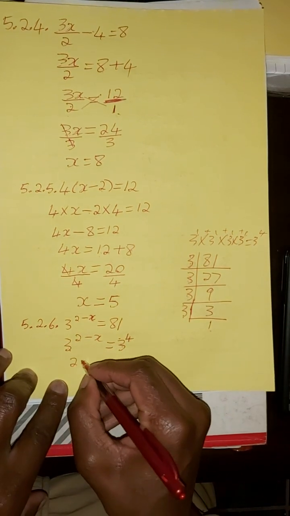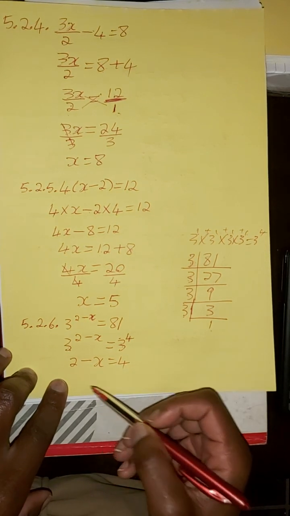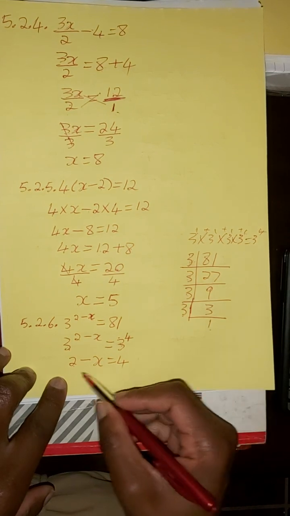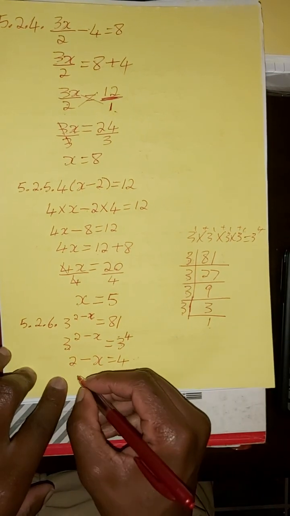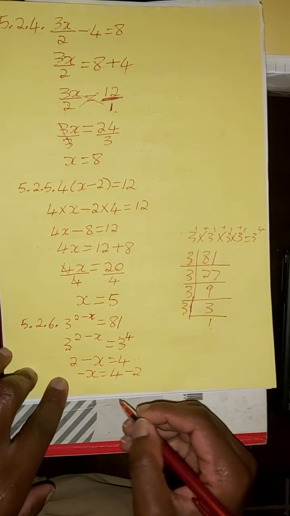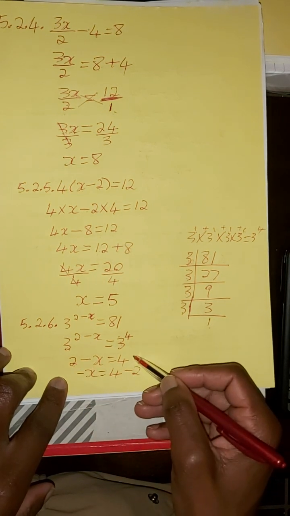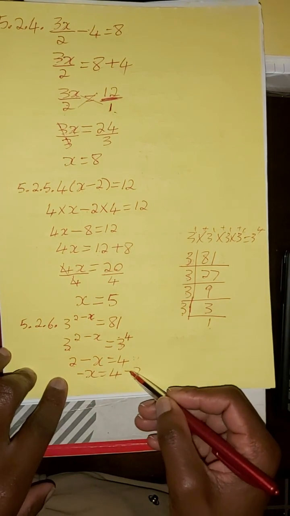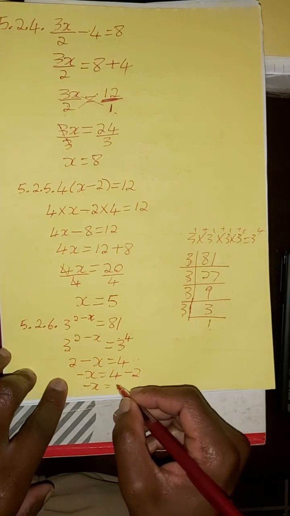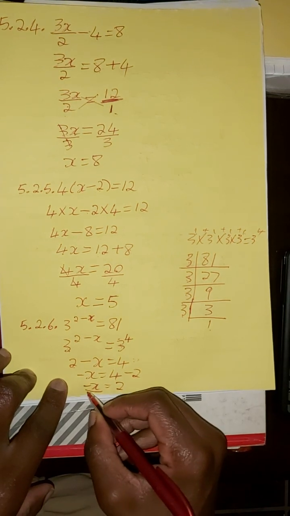So I will have 2 minus x is equal to 4. And then from there, I want everything that does not have x to be on the right. So this 2 is going to come to this side, meaning I'll have negative x is equal to 4 minus 2. Why am I getting a minus 2? Because this one was positive. When I take it to the right-hand side, it becomes negative. Then I'll have negative x is equal to 4 minus 2, which is 2.